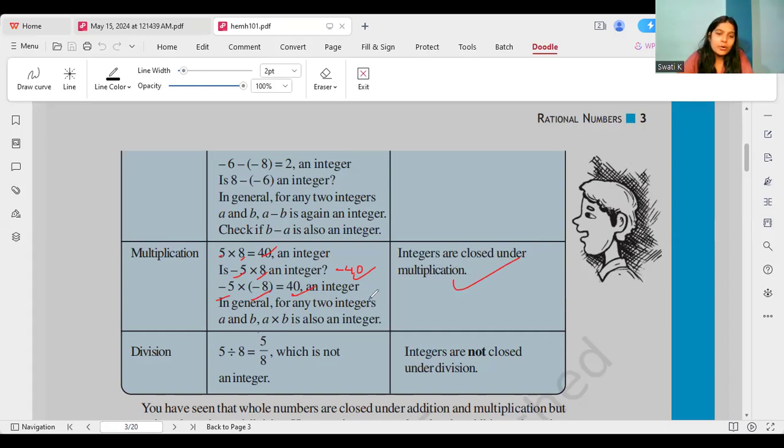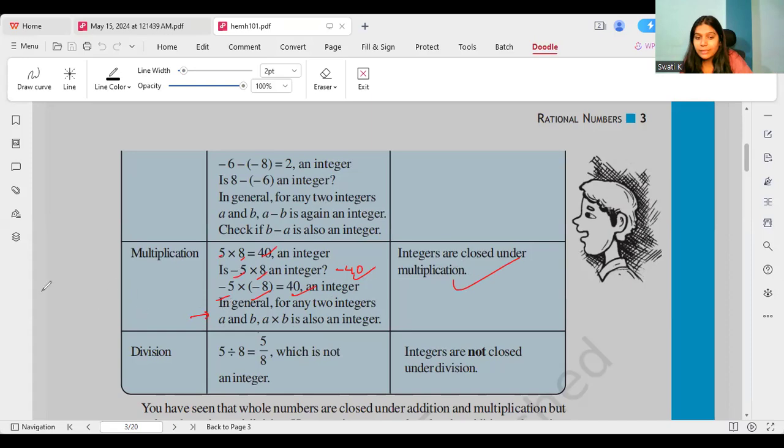If you're having any doubt in these statements, like what is meant by in general, we are just generalizing it: if it is true for a few numbers, then it is true for any numbers. And for those any numbers, we are using the alphabets a and b, because we are not saying that it is true for this and this number only, but for any number.